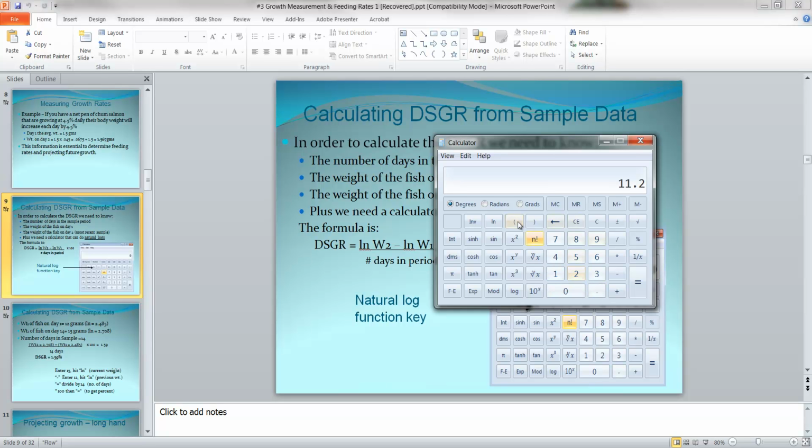11.2. Okay, I'm going to take the natural log of that, right? And then I'm going to subtract that, and see how the formula is up here above the number, so you can kind of see how things are going. And my new weight, so I'm going to go 2 weeks, so that's 14 days ago. On January 6th, I weighed them and they were only 10.8 grams then. That's over a 14-day period, just so you know.